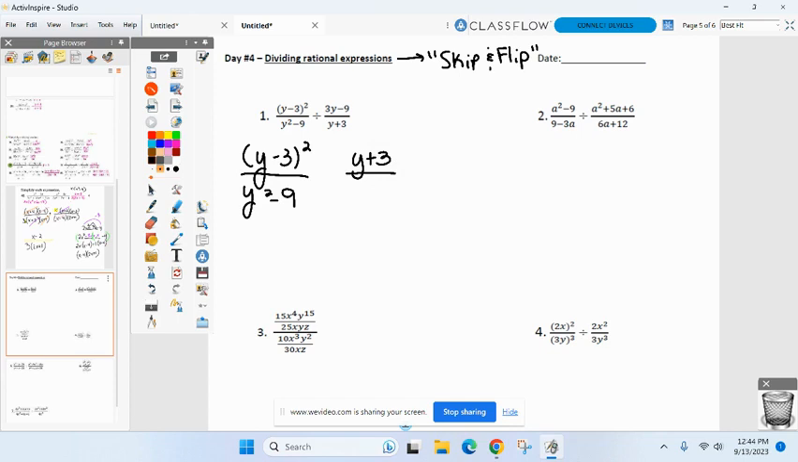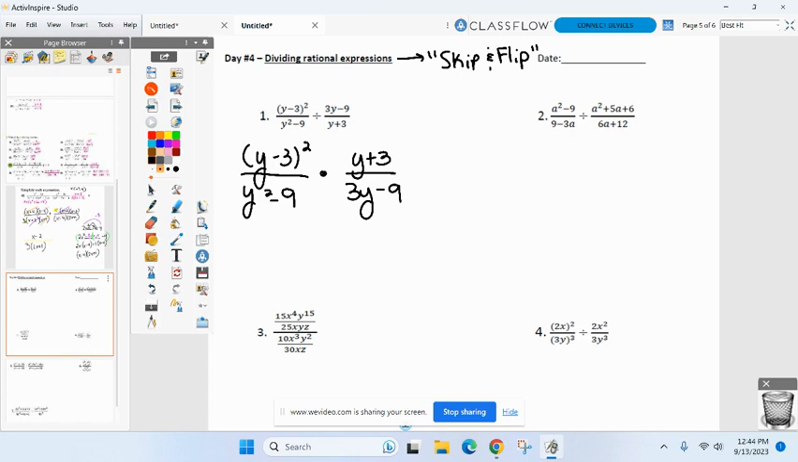And does anybody else know the final change? The division changes into multiplication. And that's what we did yesterday. There's my teaching for today. All right, the new step, skip and flip. So let's talk about this real quick, and then I'll let you go on and finish it in a minute.